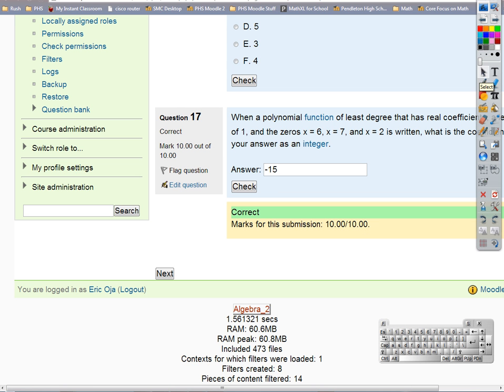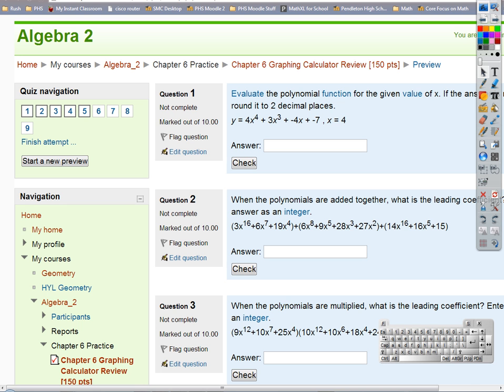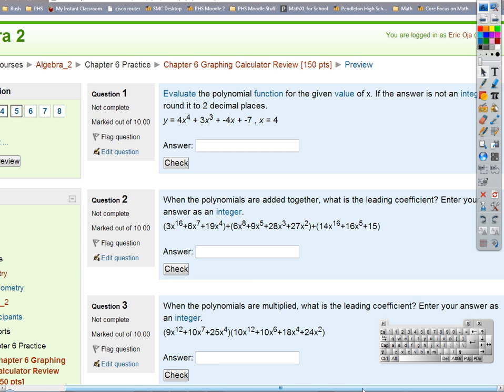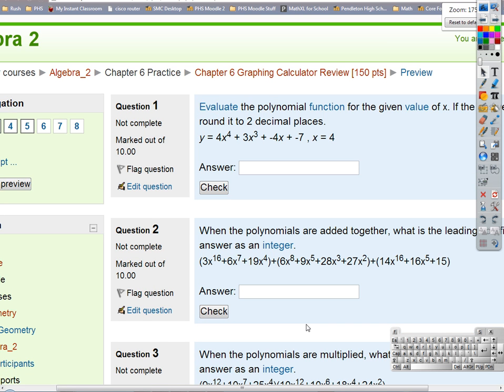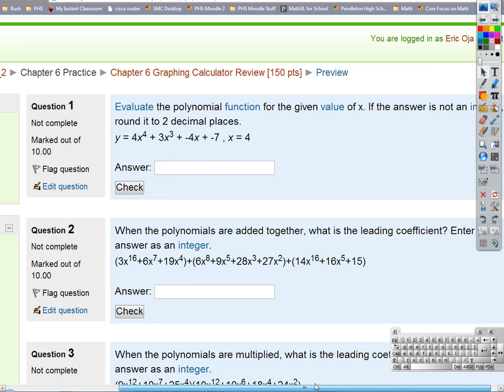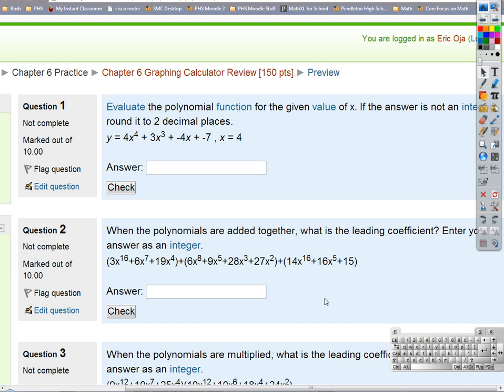Okay, so there's the non-graphing. Let's look at the graphing calculator one, and you're going to see that you can really use your calculator to do everything on this one. I'll pull up a calculator, and we'll go through it piece by piece. Okay, so what about this one here? How could we use a calculator to evaluate this polynomial when x is 4?